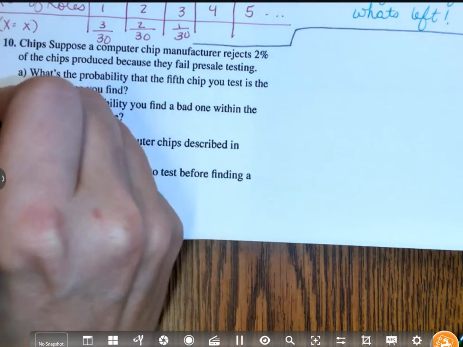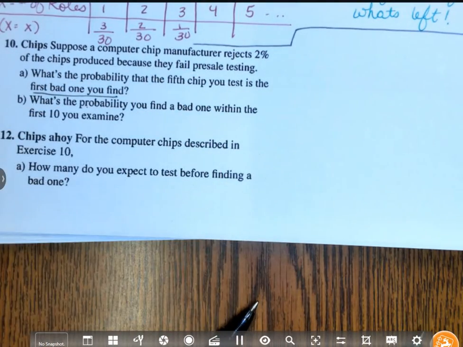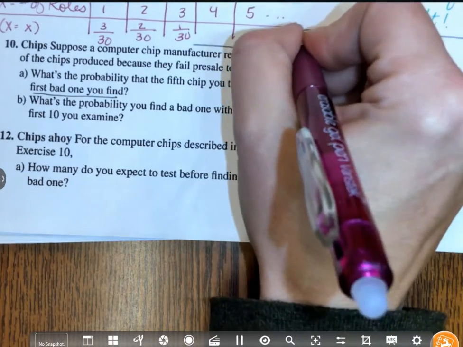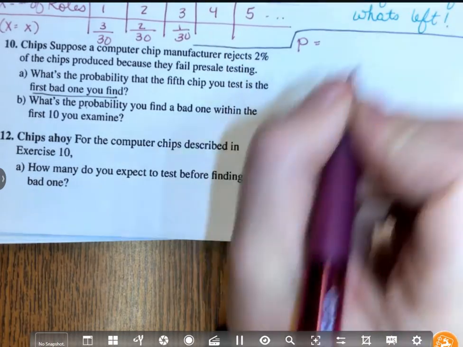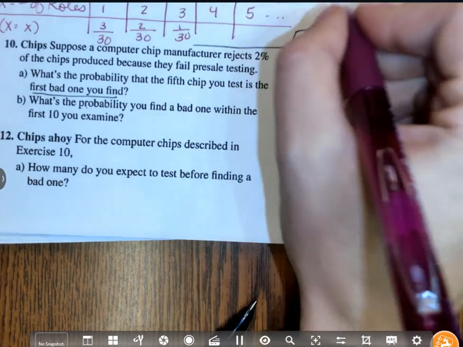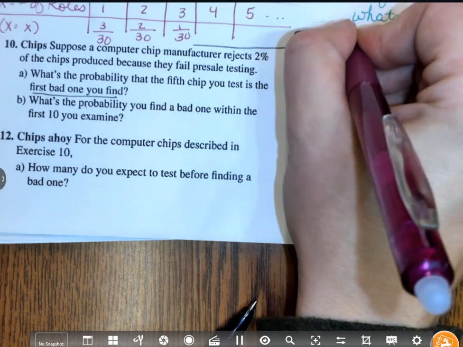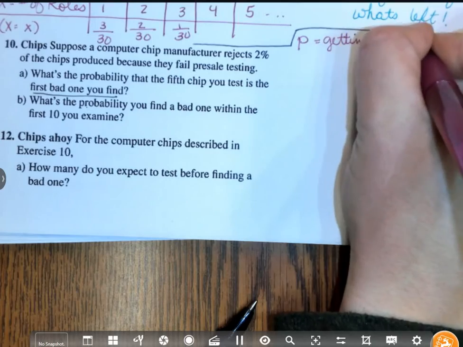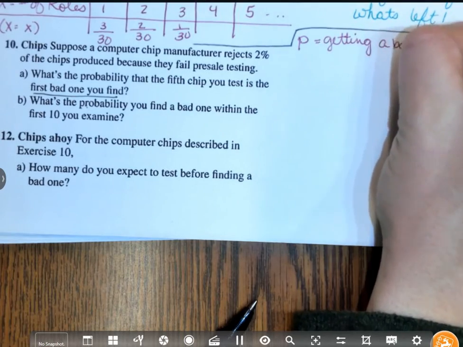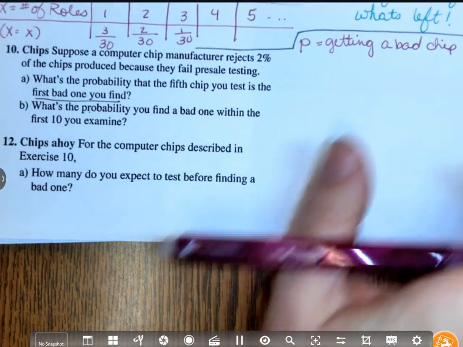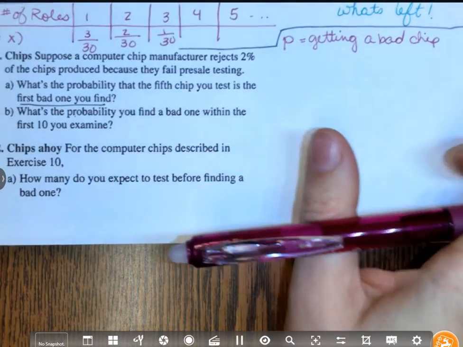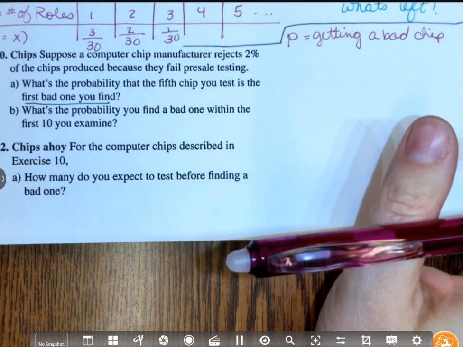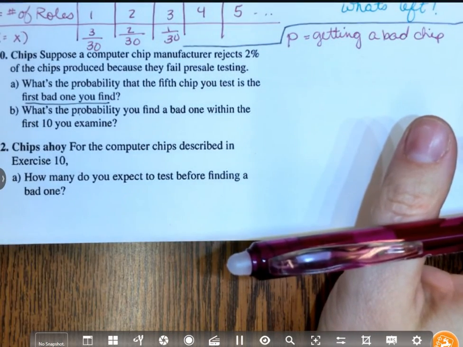Since we're looking at the bad ones, I'm actually going to define my probability to be getting a bad chip. Okay, so it's either a yes or a no with that. So I can talk about probability here. What else do I need?